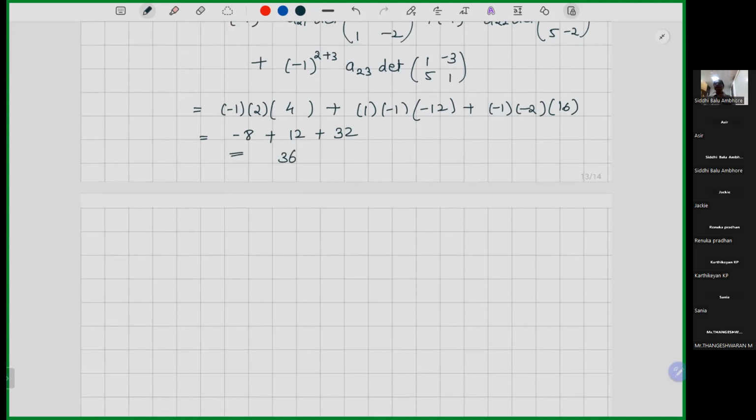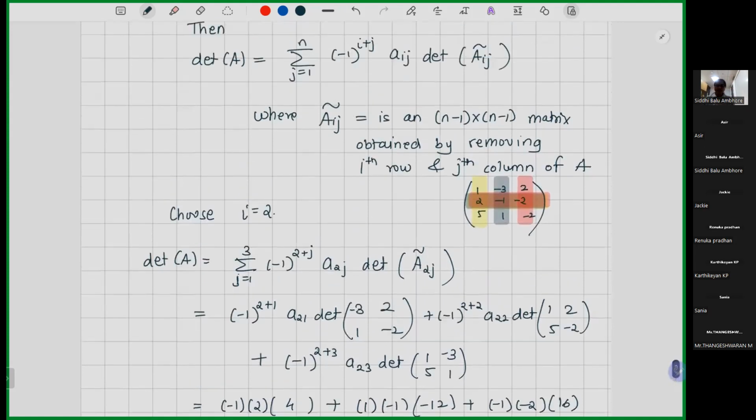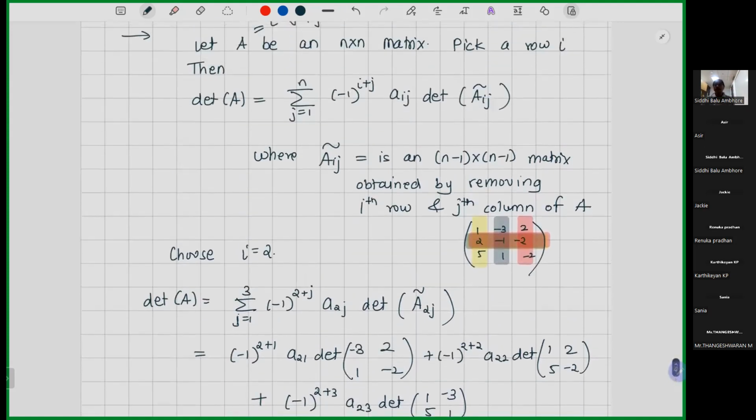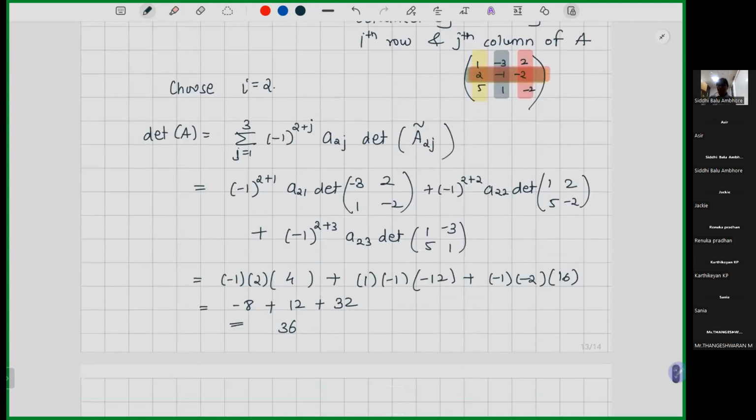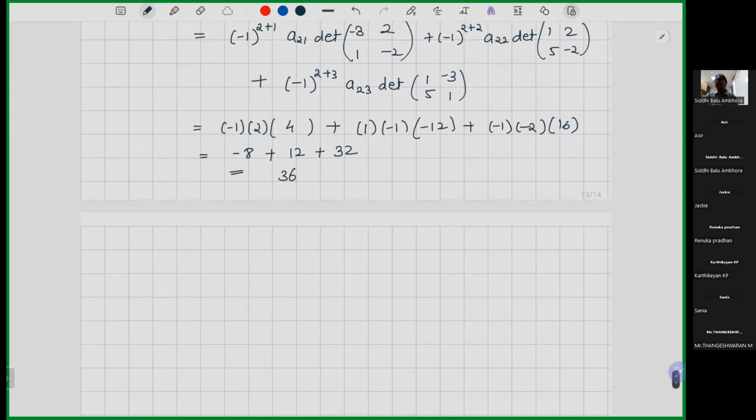Okay, any doubts here on how I calculated this determinant? I just applied this formula and got the determinant. If you have any doubts, please let me know. And now the second thing they have asked us to calculate is the rank of this matrix A.